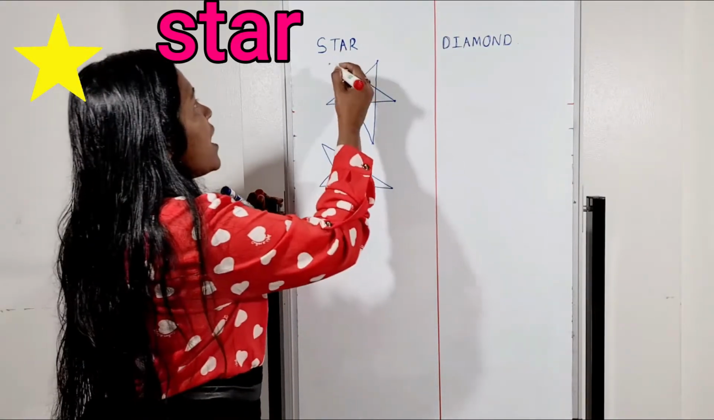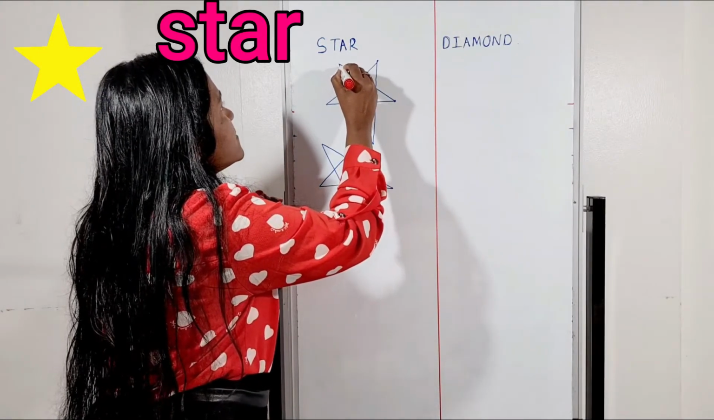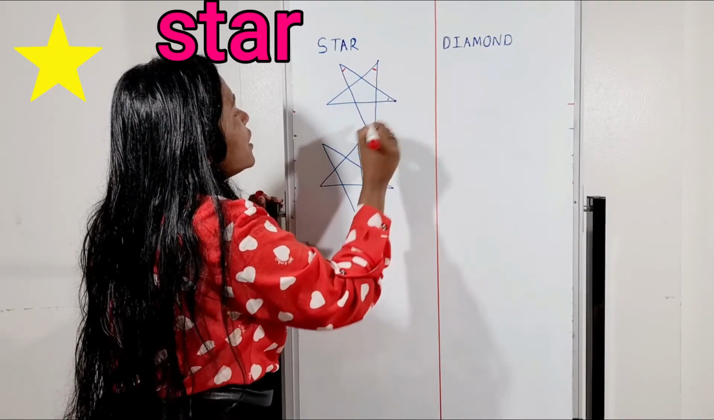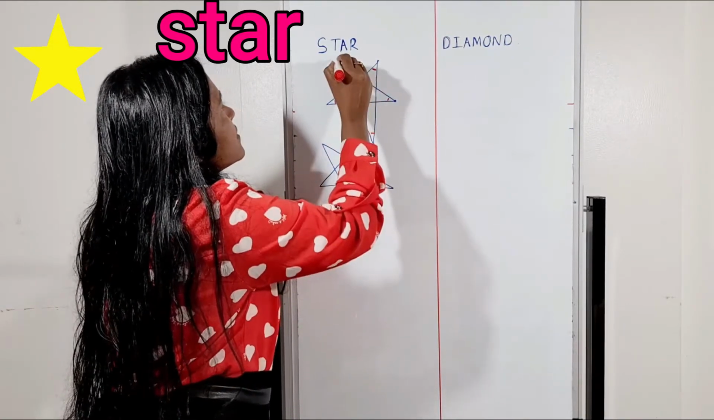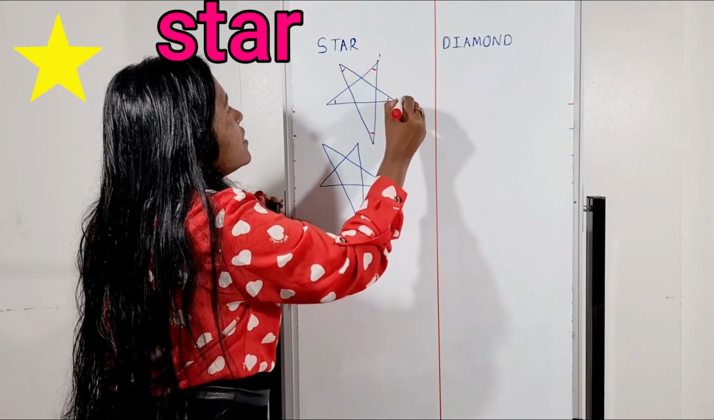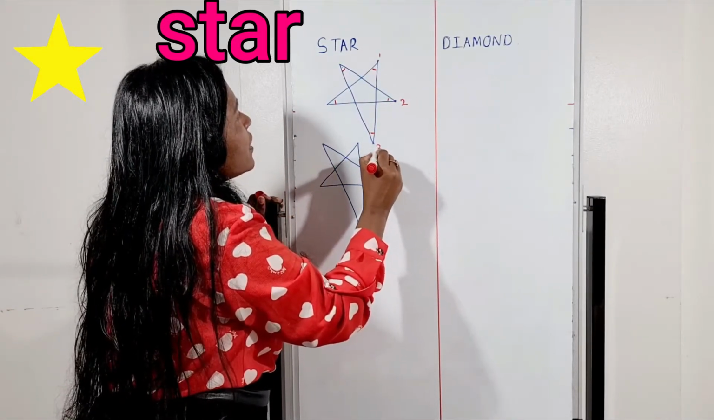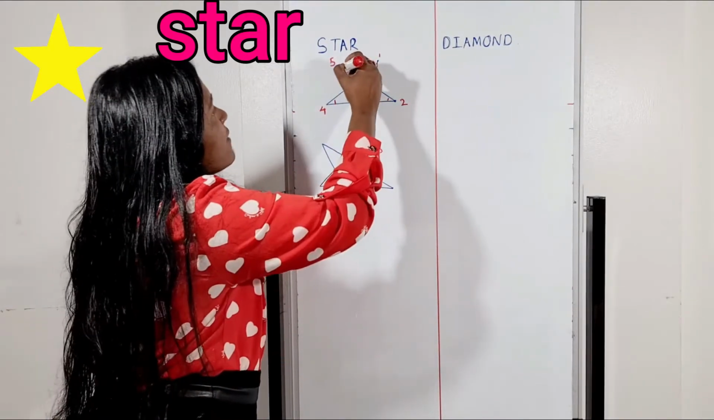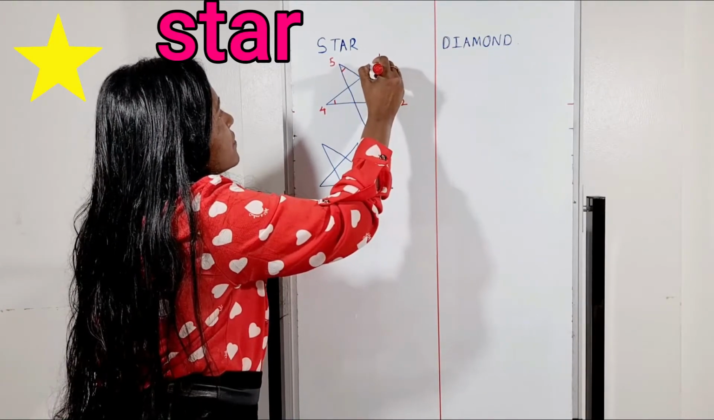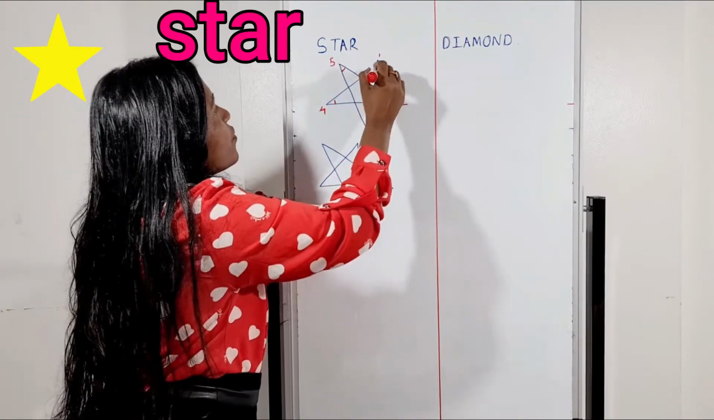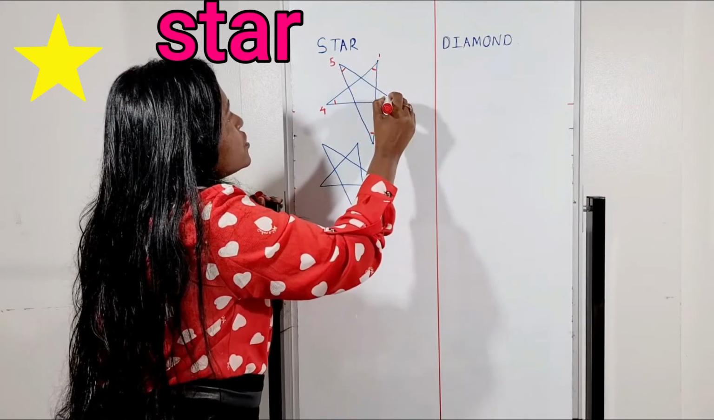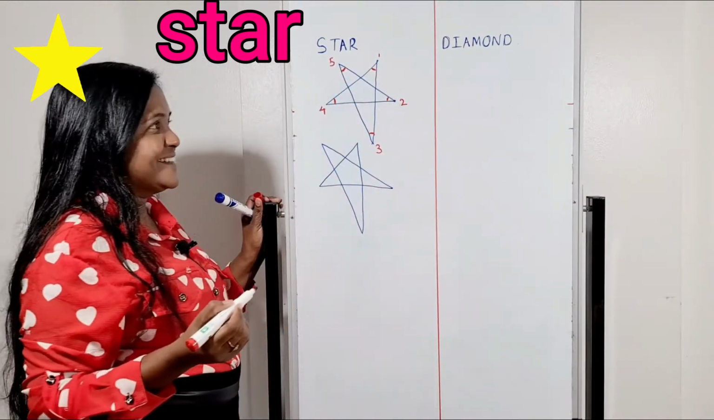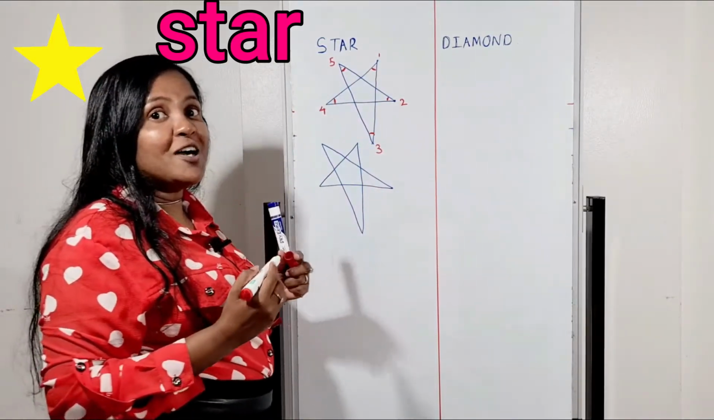See, star has 5 points. 1, 2, 3, 4, 5. See, 1, 2, 3, 4, 5. And 5 corners. 1, 2, 3, 4, 5. Do you remember the song about star?